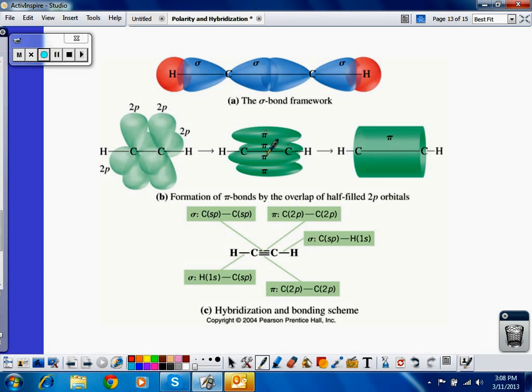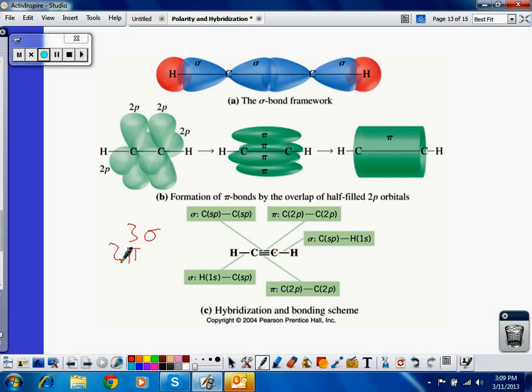So when I look at this Lewis structure here for acetylene, I have a sigma bond holding that carbon to that hydrogen, a sigma bond holding this carbon and hydrogen together, and then one of these three bonds is a sigma bond bonding those two carbons together, and then the other two are pi bonds. So in this one I have 3 sigma bonds and 2 pi bonds.